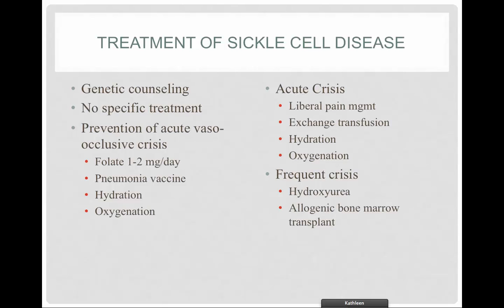So if they have frequent crisis, they'll be on hydroxyurea, which is a chemotherapy agent which reduces RBC count, particularly white blood cell count. Also, exchange transfusion. This is a medical treatment in which apheresis is used to remove one person's red blood cells or platelets and replace them with transfused blood products for those in acute crisis.